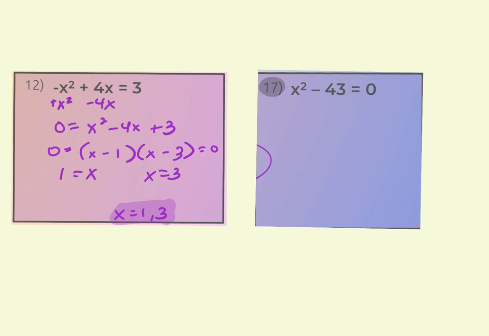All right, so for 17, I'm going to add the 43 to the other side. And I get x squared equals 43. And then I want to square root both sides of the equation. And you can't forget that plus and minus. 43 is prime, so it's going to stay as plus and minus the square root of 43. And you can either write plus and minus, or you could list them out as 2 separate ones. It doesn't matter.